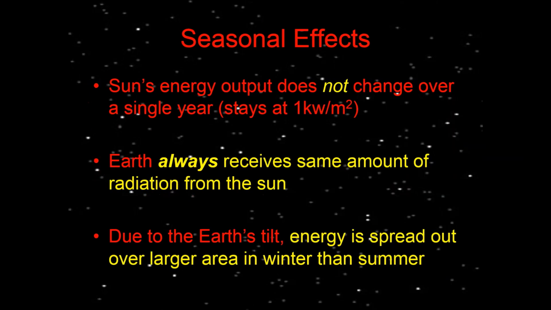Also, it's important to remember the sun's energy output does not change. The sun, well, it does a little bit, but for our purposes, it stays about the same. So the sun is pumping out energy at a rate of about 1,000 watts per square meter. So a square meter of area on the sun gives out about 1,000 watts of energy. And the Earth is always intercepting the same amount of radiation from the sun. The Earth's tilt, of course, is why we get less energy in winter than we do in summer.